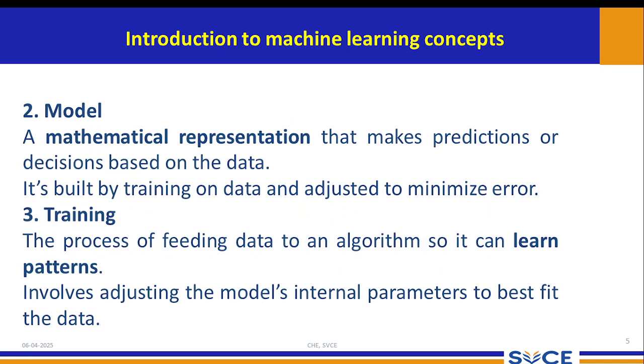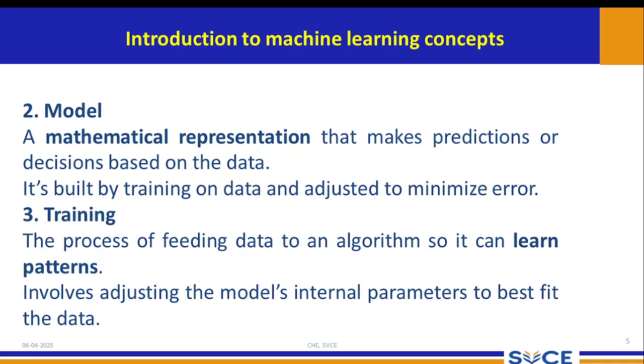Coming to the model. A model is a mathematical representation that makes predictions or decisions based on the data. It is built by training on data and adjusted to minimize the error. Usually we train on most probably 70% of the data, and then test on the remaining 30% for evaluation.